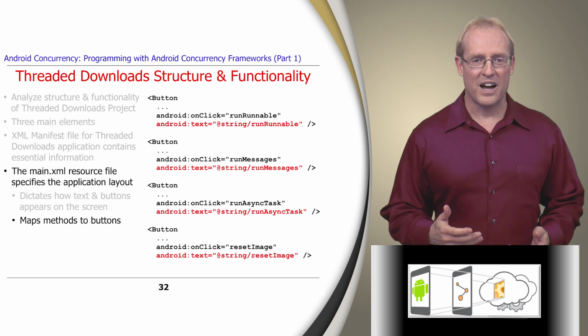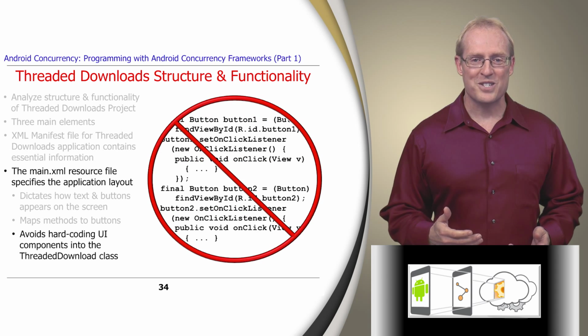which then downloads the image requested by the user via the associated concurrency model. These button objects are connected to the corresponding threaded download methods by the Android onClick attributes in the main.xml file, which avoids hard coding the text view, edit text, or button objects into the threaded downloads class itself.